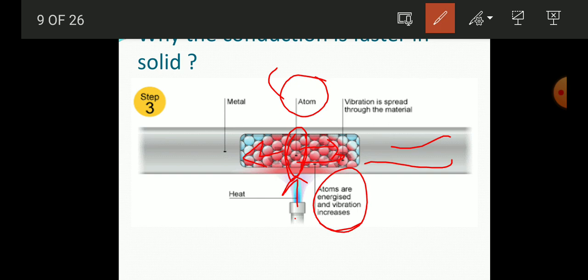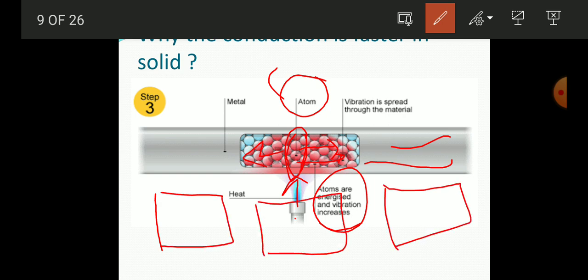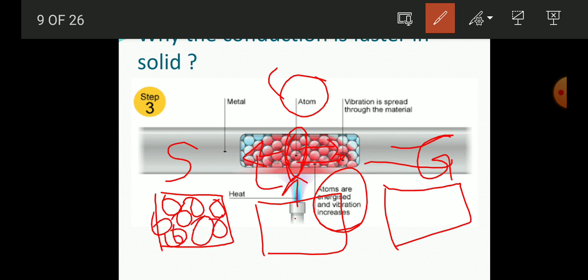So why is it faster in case of solids? Because in a solid all the atoms are compactly packed. Let us do a comparative study of solid, liquid and gas. This will represent the solid, liquid and gaseous substance. In the solid, all the atoms are closely packed, and if one atom gets heat, it will transfer its heat energy to the next very easily and very fast. That is why the solid gets heated fast.